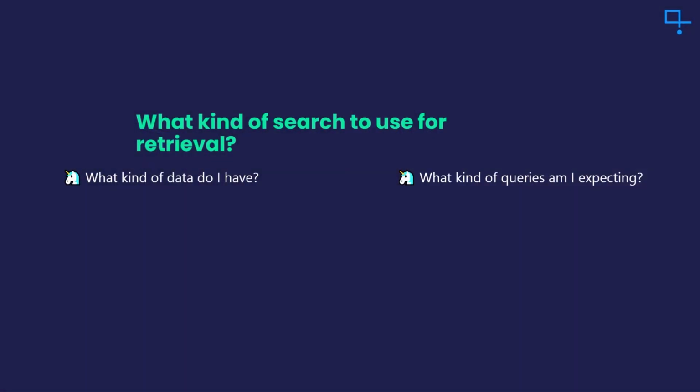So what kind of search we use often boils down to two questions. It can actually boil down to many questions, but the two simplest questions you have to answer are, what kind of data do I even have? And are there models out there?